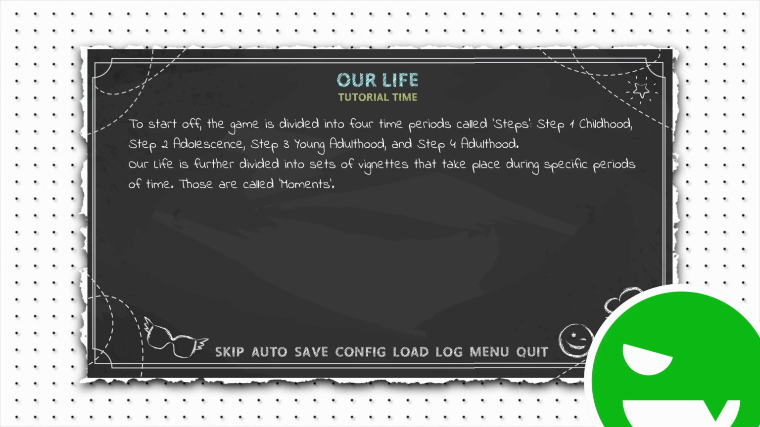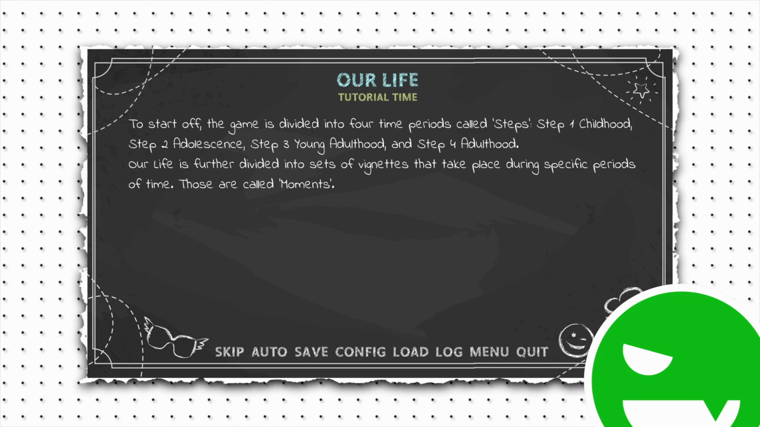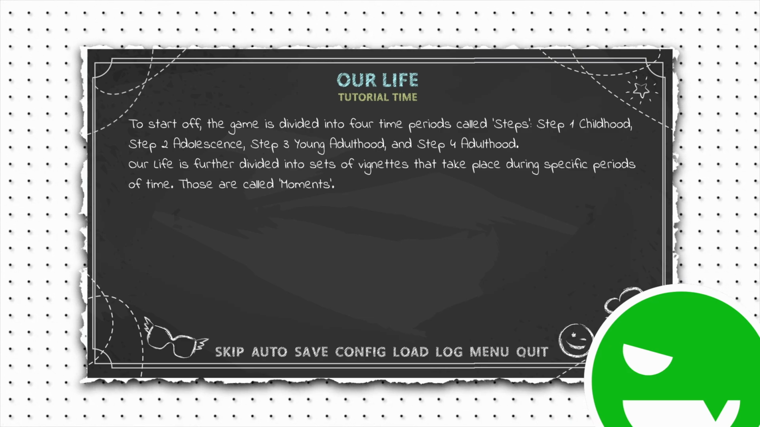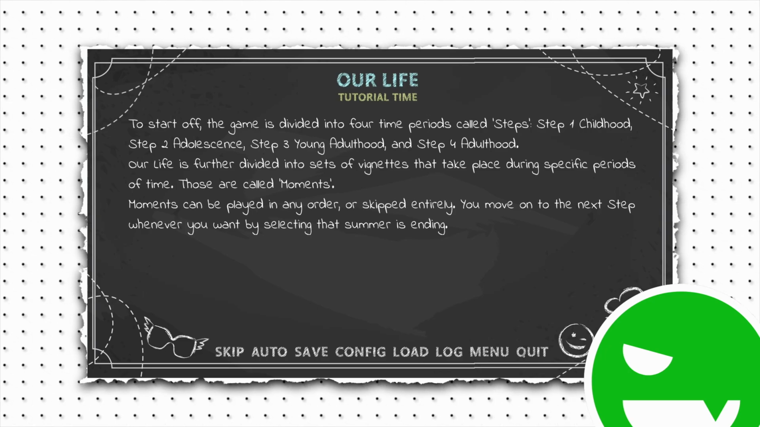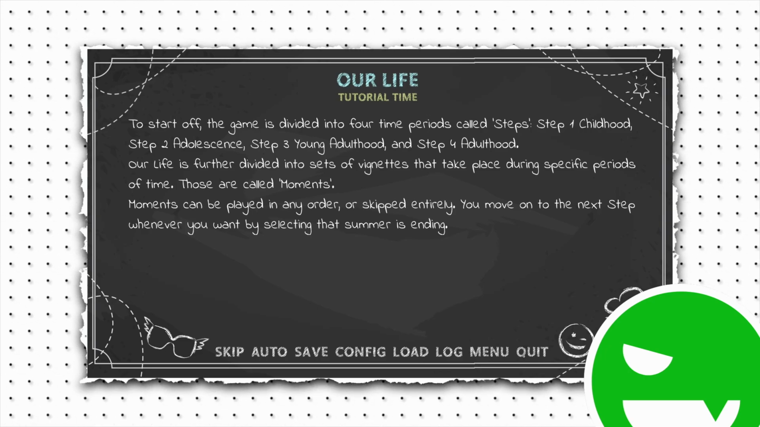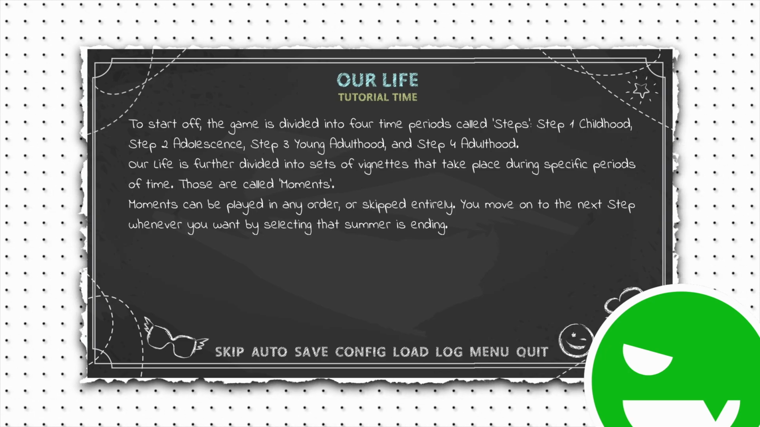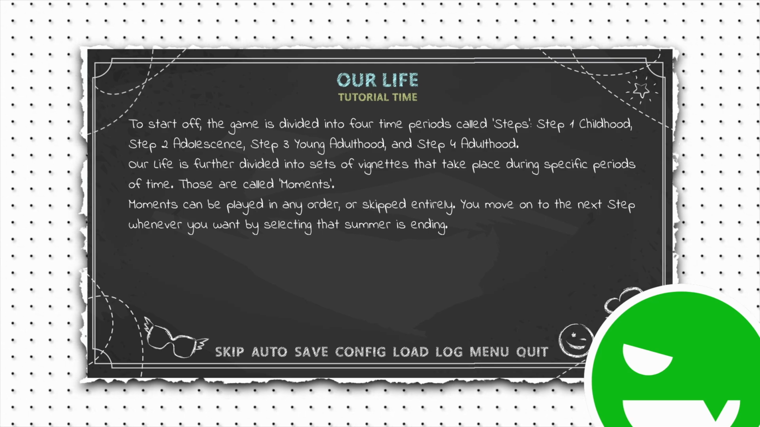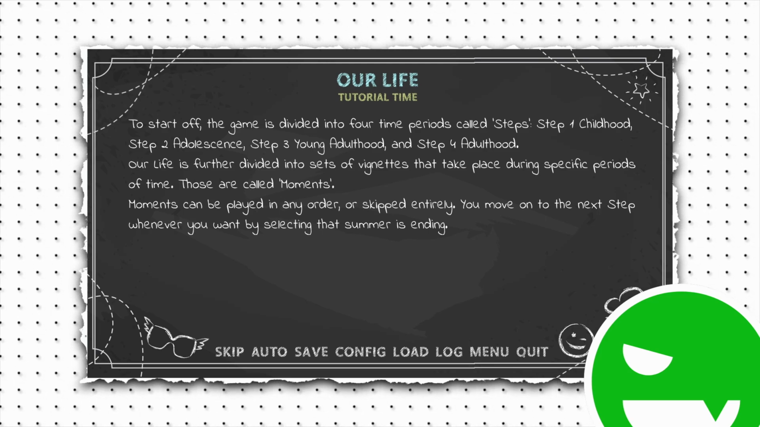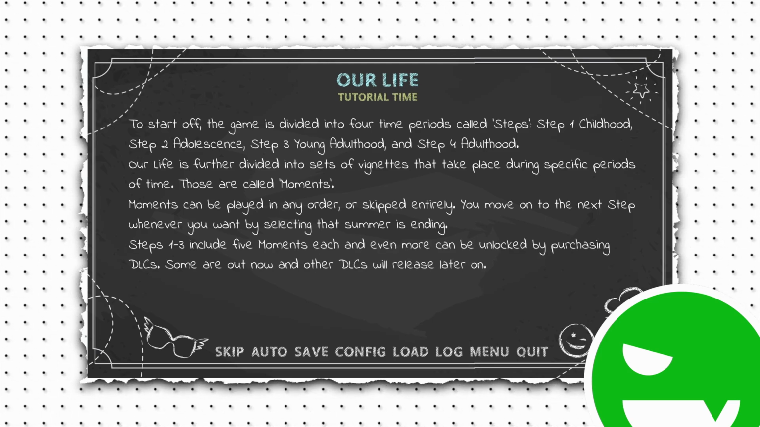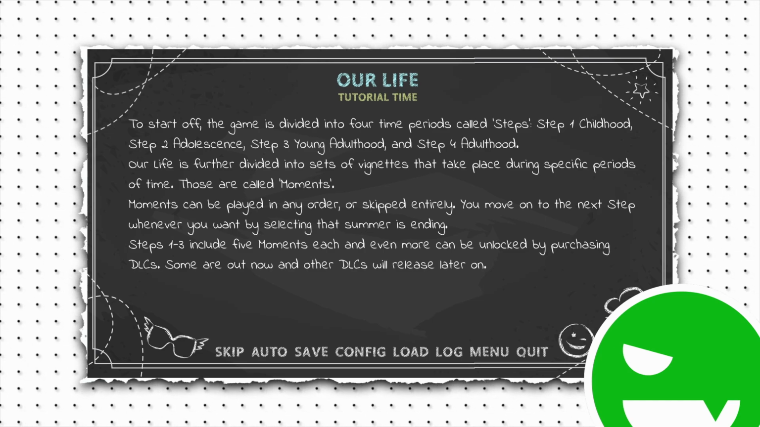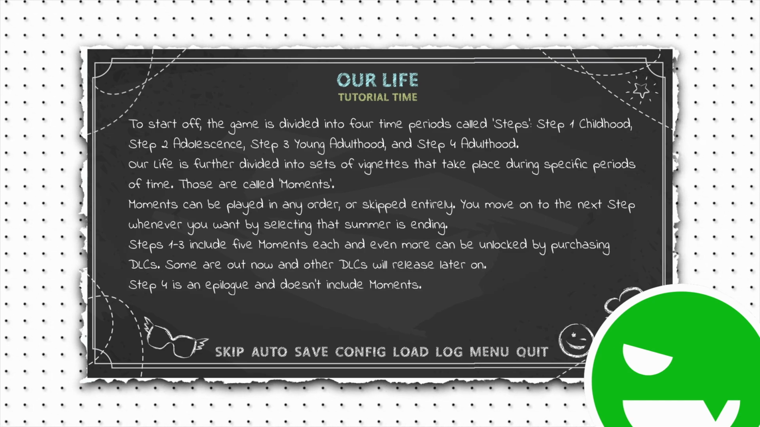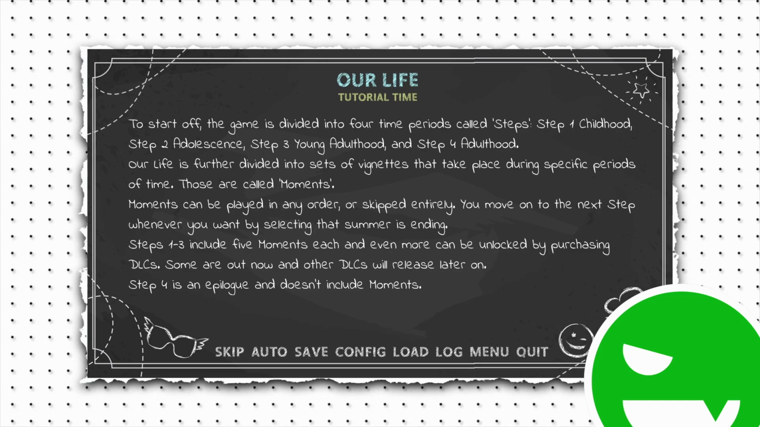Our life is further divided into sets of vignettes that take place during specific periods of time. Those are called moments. Moments can be played in any order or skipped entirely. You move on the next step whenever you feel like selecting that summer is ending. Steps 1 to 3 include 5 months each, and even more can be unlocked by purchasing DLC. I am not doing that. Step 4 is an epilogue and doesn't include moments.